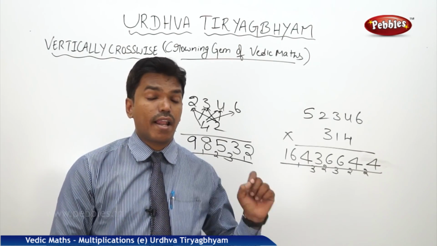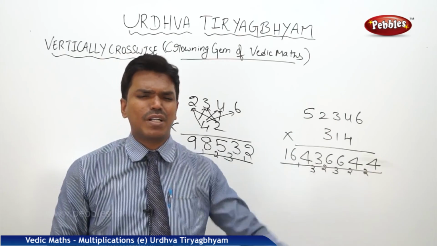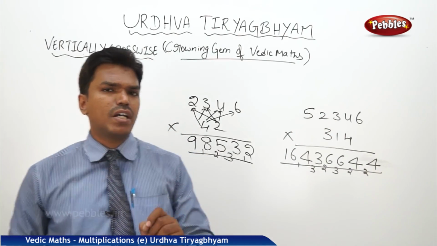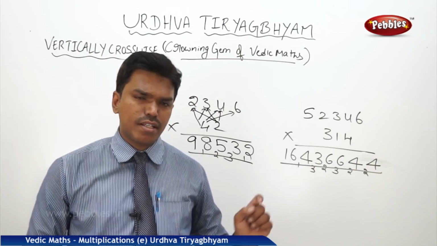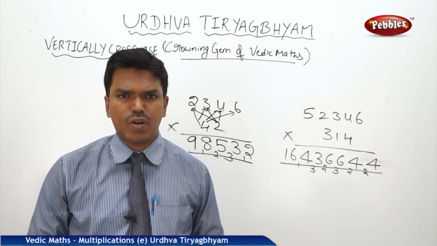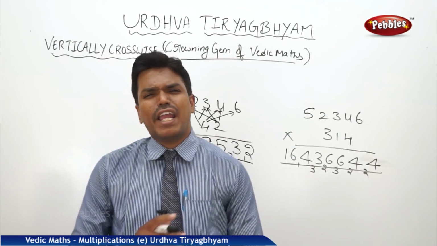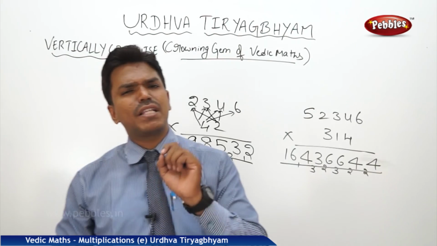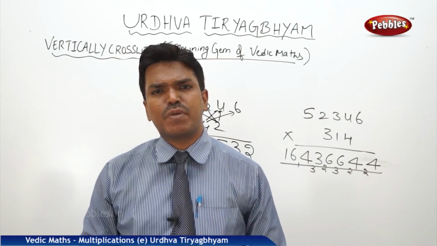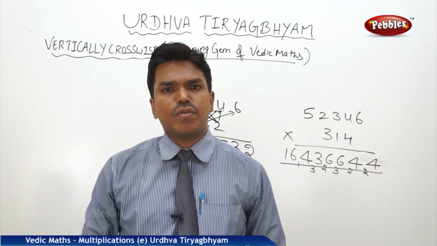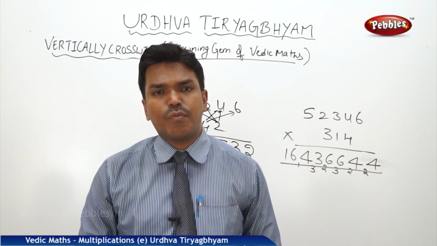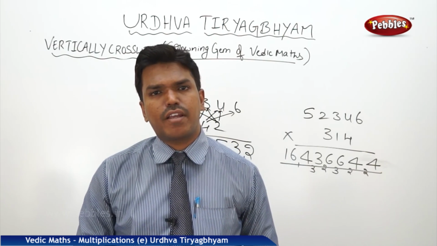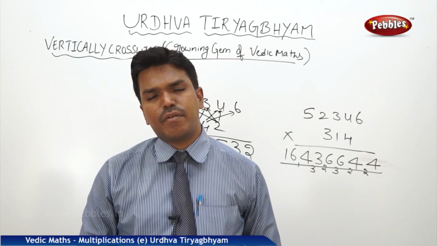Like this, any number into any number, it doesn't matter. If you understand the logic, and if you are perfect with the additions of the products, you get it. So like this we can calculate any number into any number. This is the general technique. You can apply this technique to any kind of numbers. So with the help of Urdhva Tiryagbhyam, vertically crosswise, which is the crowning gem of Vedic maths, we can easily calculate any number into any number.